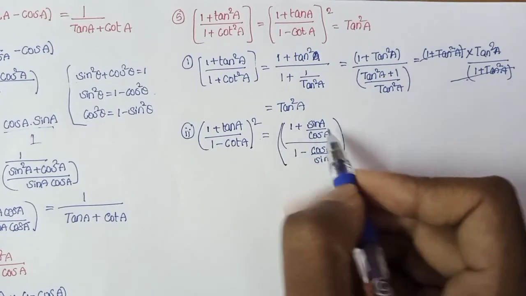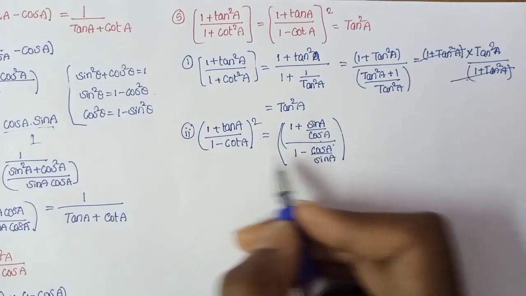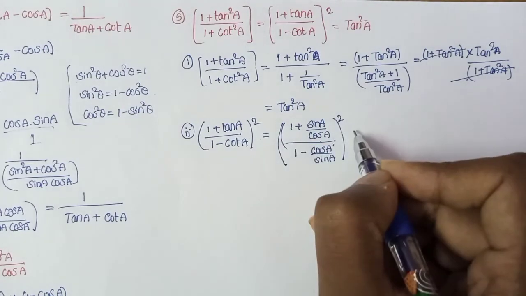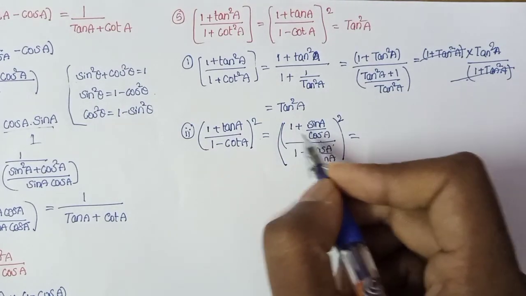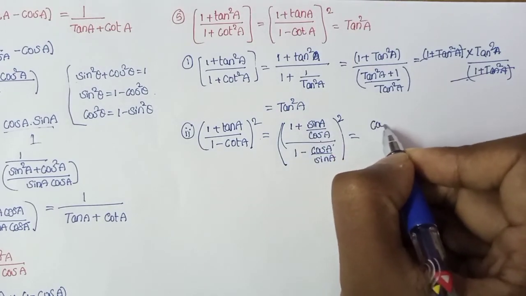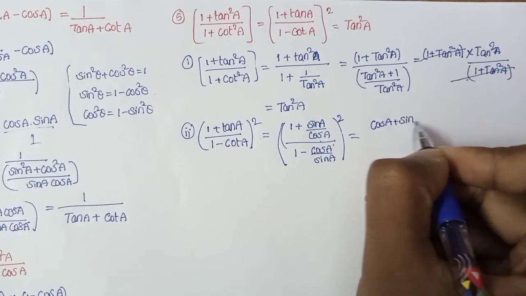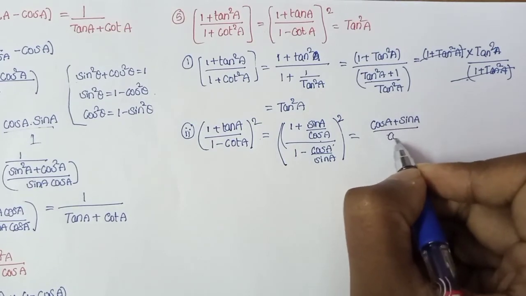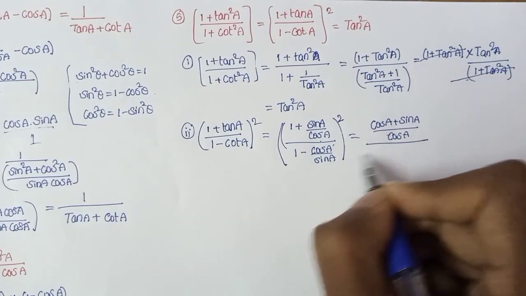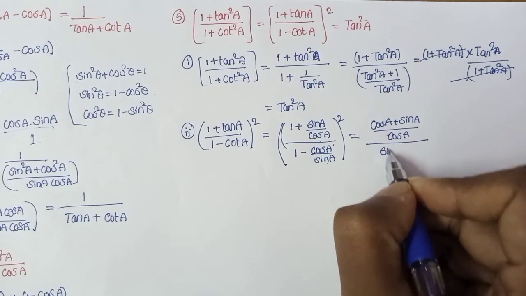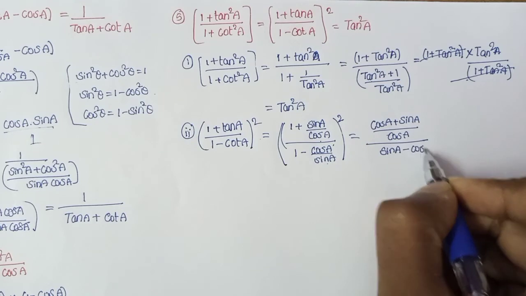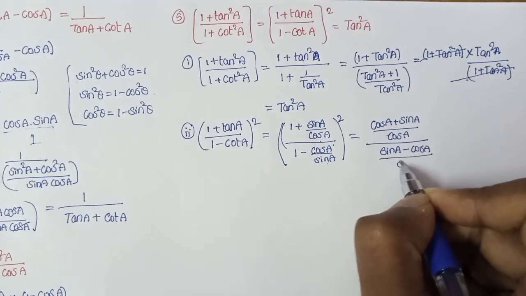I hope you understand this. That is, sin A by cos A is tan A. Cot A means cos A by sin A is cot A. So here square is there. So here also I put the square. Okay. Here if I multiply this, what you will get? Cos A plus sin A. So cos A plus sin A divided by here cos A, whole divided by here you will get what? Sin A minus cos A divided by sin A.